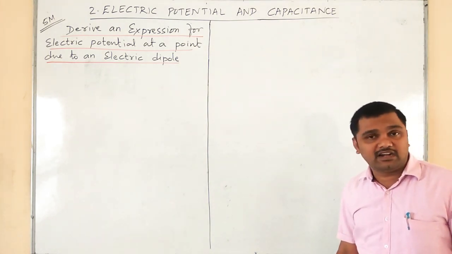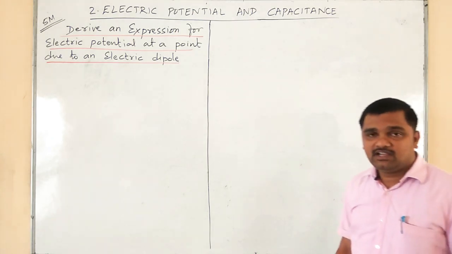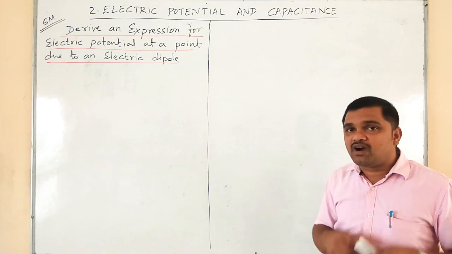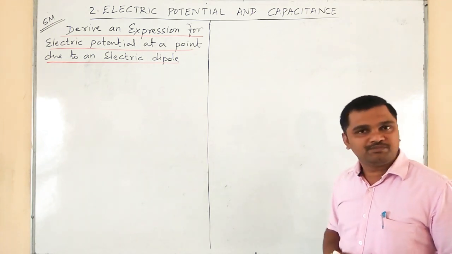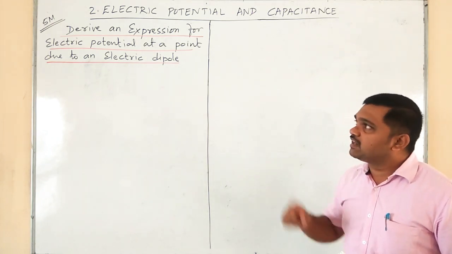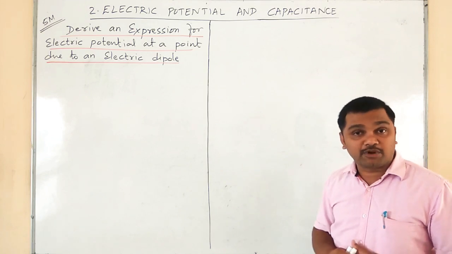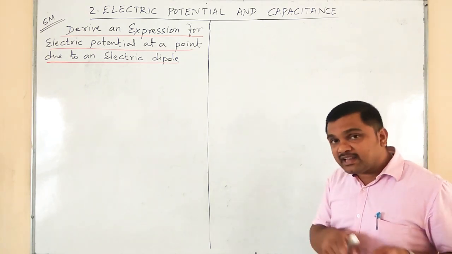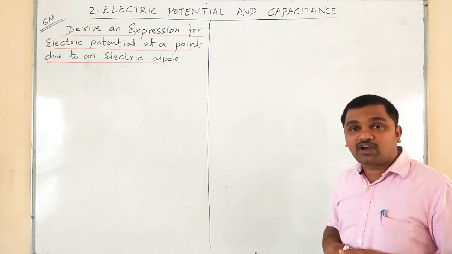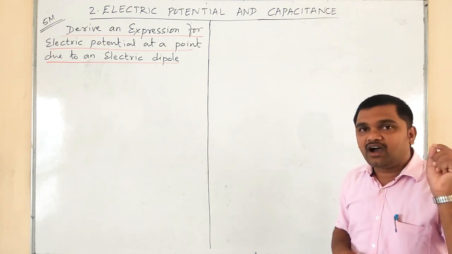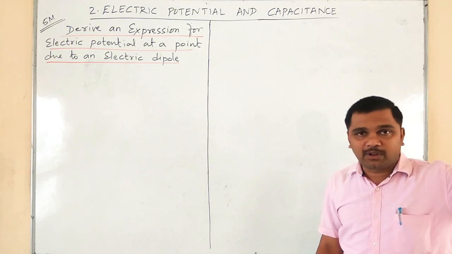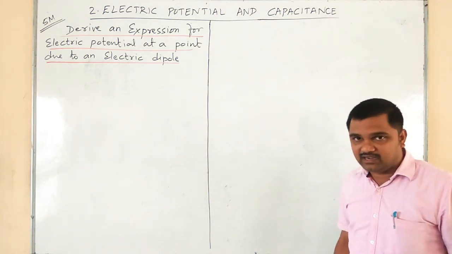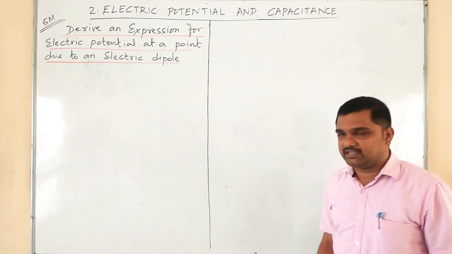What do you mean by an electric dipole? Two equal and opposite charges separated by a small distance is said to form an electric dipole. Similarly, what do you know about electric potential? Electric potential at a point in an electric field is the amount of work done in moving a unit positive test charge from infinity to that point against the electric field direction, isn't it?